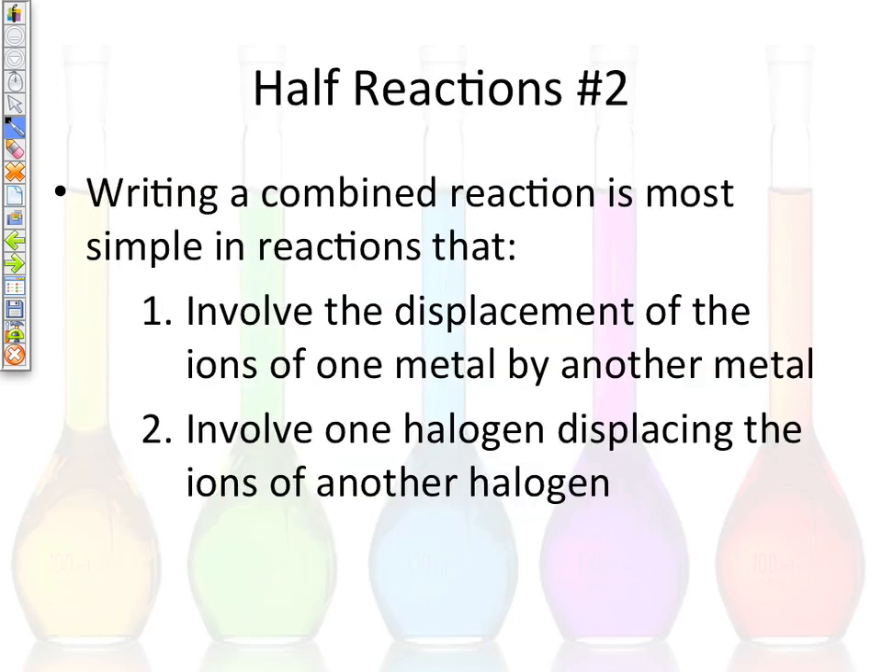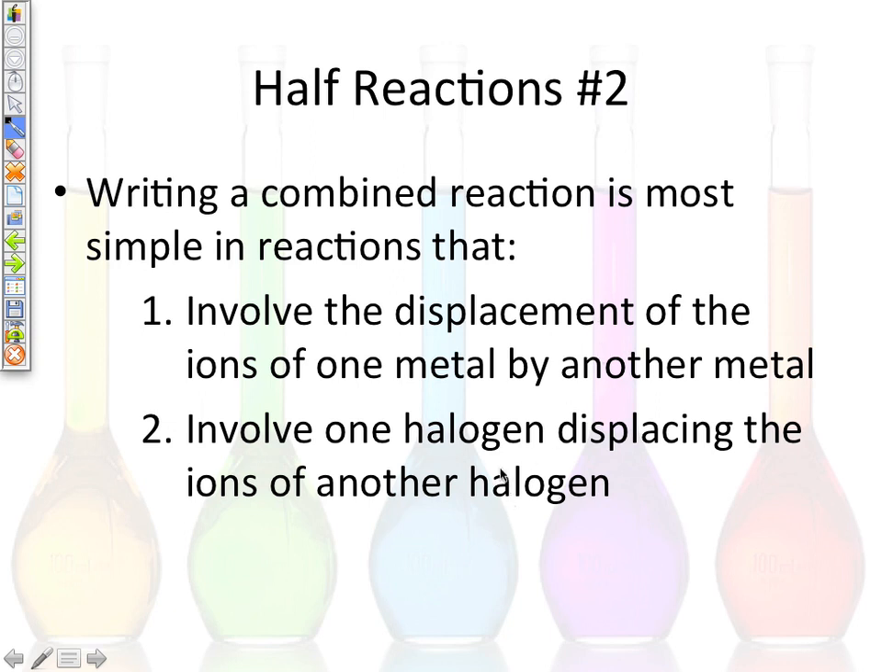Okay, so looking back at half reactions in general, the most simple types you're going to have are either single displacement or double displacement. It could be one that involves the displacement of ions from one metal by another metal. That means as a spectator ion I would have a halogen or another nonmetal. That's what it's talking about in number 1: a single or double displacement with a spectator ion that is a nonmetal.